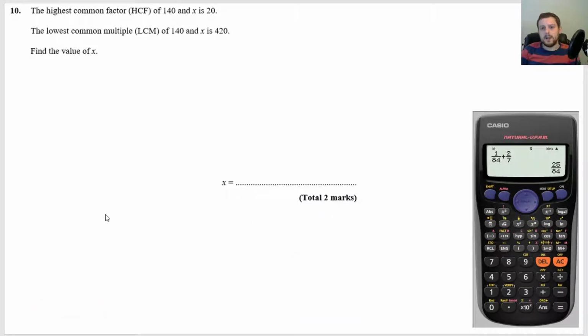The highest common factor of 140 and x is 20. The lowest common multiple of 140 and x is 420. Okay, so what you'd want to do is you'd want to have a factor tree for 140. Like if you think about it, you'd be working backwards to get the answer here. So this would have all started out with factor trees. So we might as well do all the possible factor trees we can.